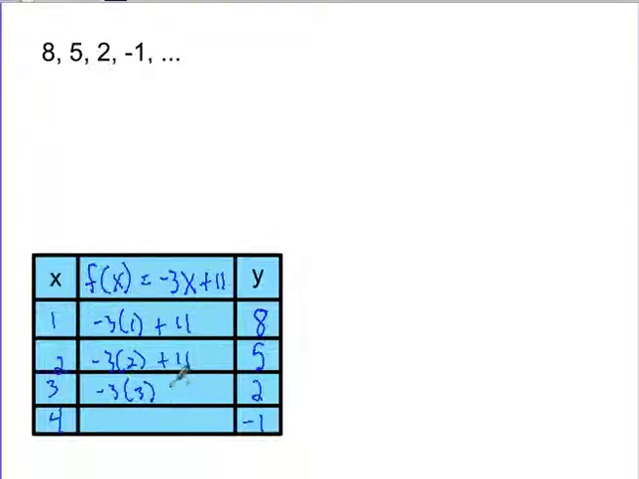Negative 3 times 3 plus 11 is 2. Negative 3 times 4 plus 11 is negative 1. Okay, so this whole system that we have in place now does work for descending sequences as well.